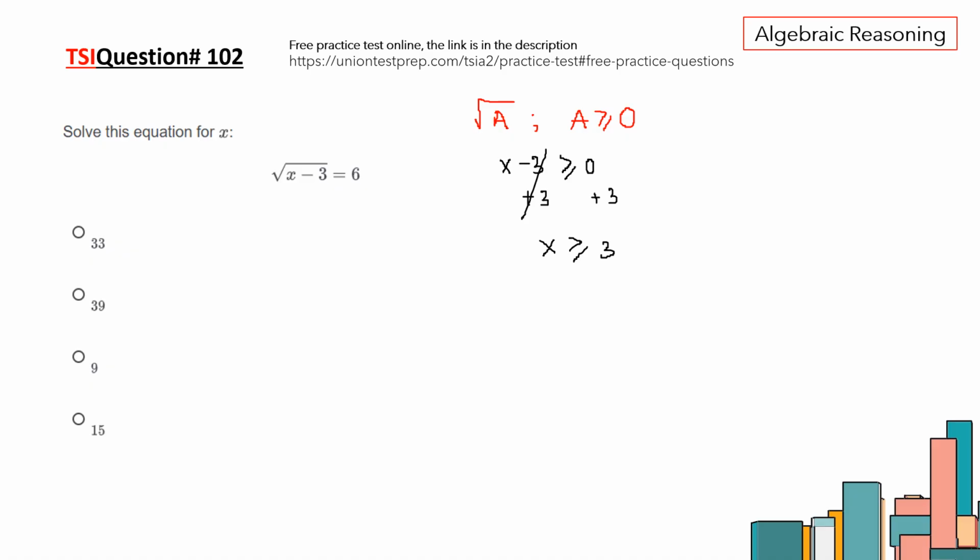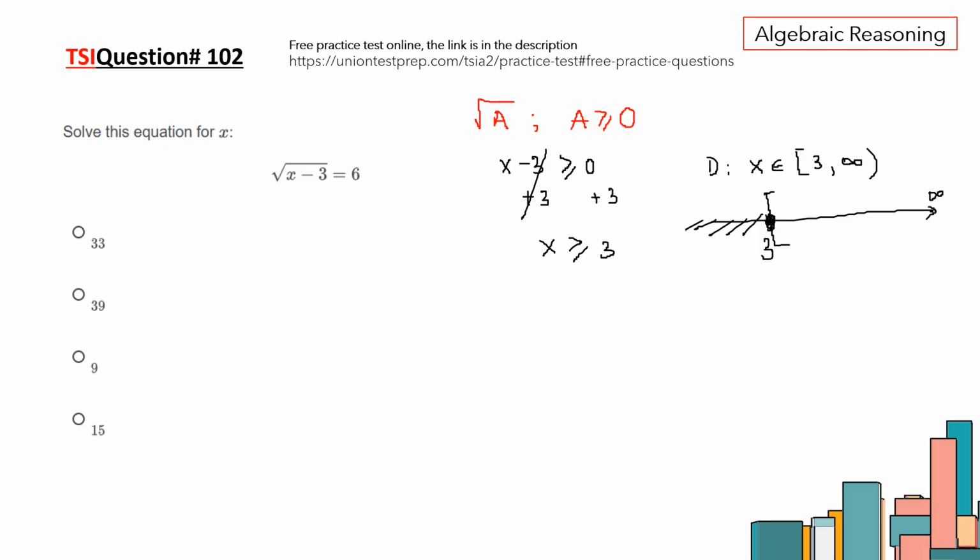In the interval, x belongs to 3 up to infinity. If we draw it on the number line, this is infinity, this is 3, like this, and then we cross. Okay, so that is the domain.